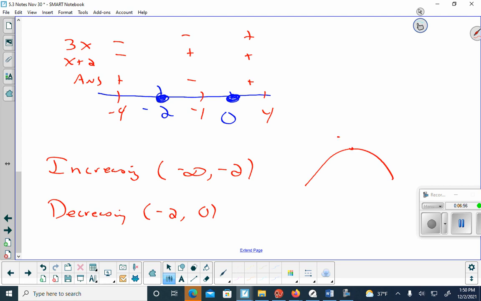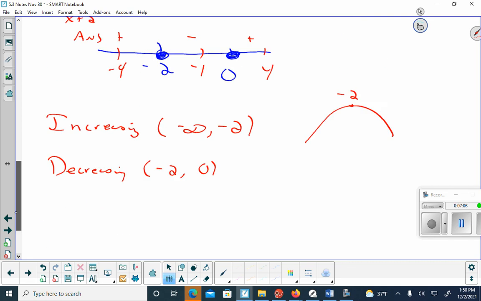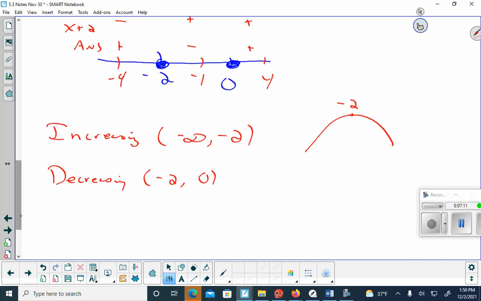So negative 2 is what? Relative max. Really? It is. And then I'm decreasing, and then I'm going to start increasing from 0 to positive infinity. So at 0, I start going up. So 0 should be a relative min.